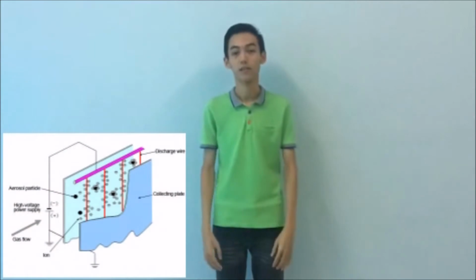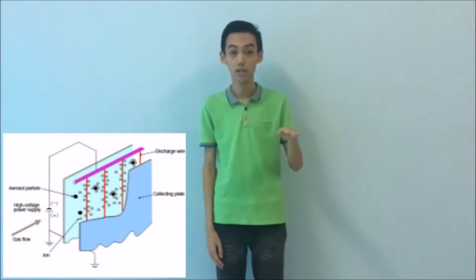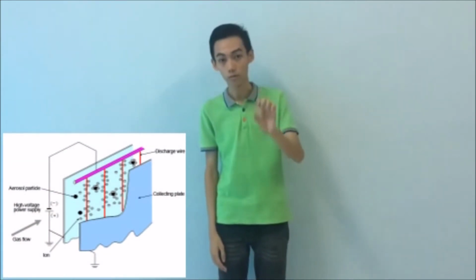As for the heat addition, the burning coal produces many pollutants. So before releasing it into the atmosphere, the exhaust gas is cleaned with an electrostatic precipitator. It uses a high voltage static electricity to absorb the pollutant particles.